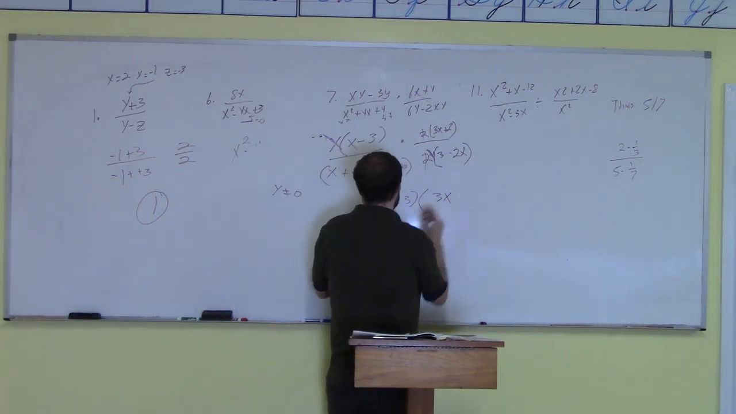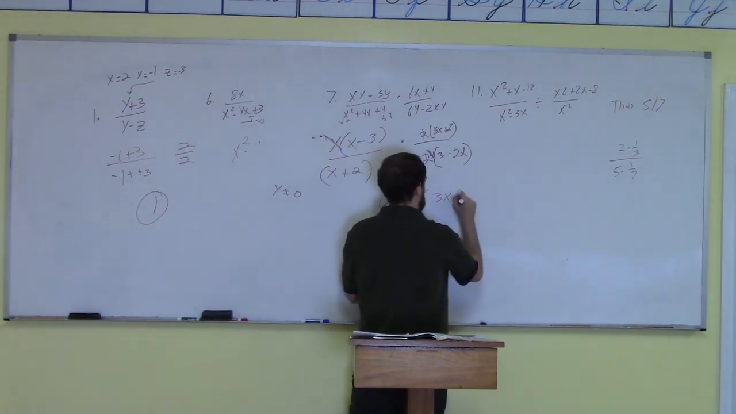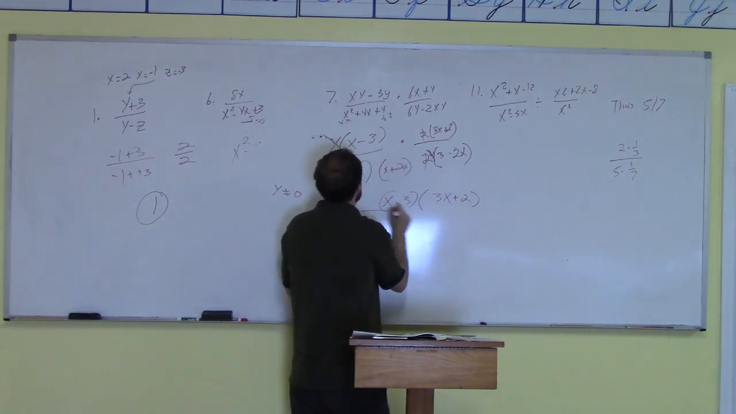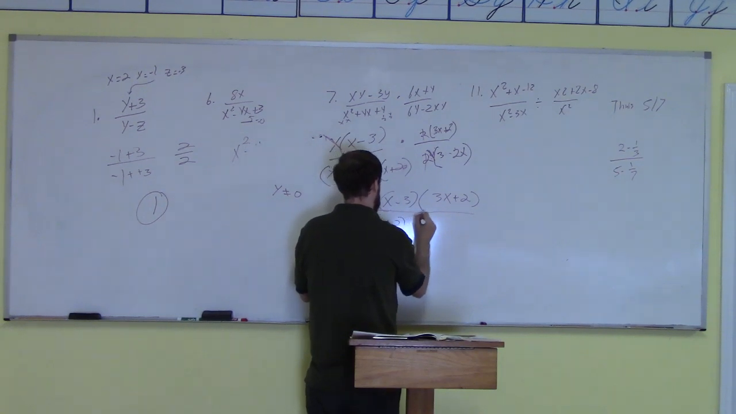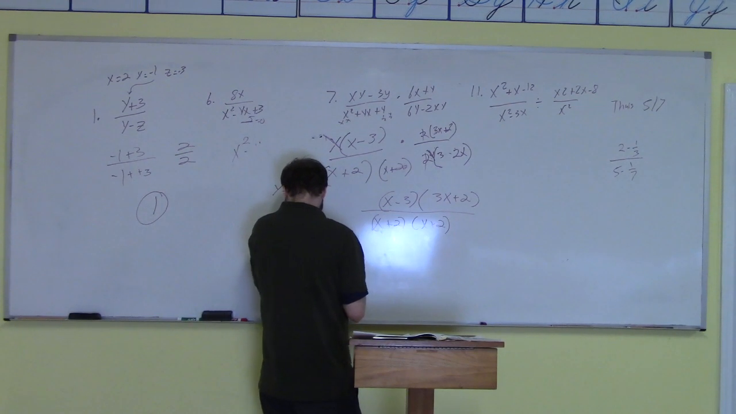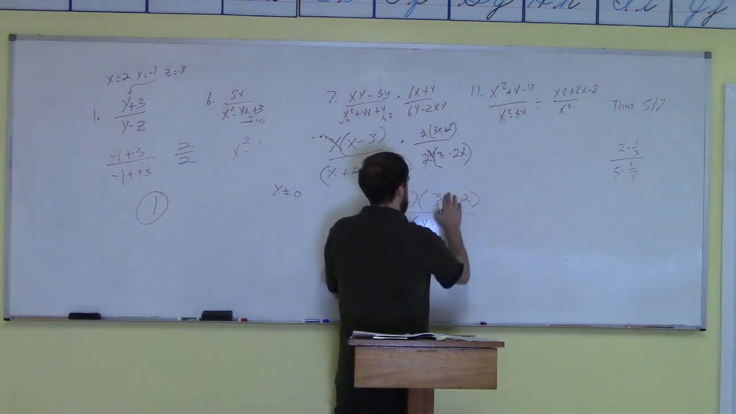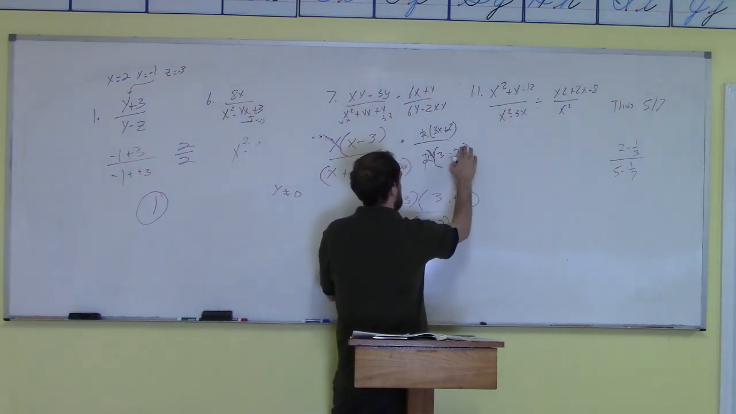3x plus 2 over x plus 2, x plus 2, and then wait, that x goes here. Hold on, wait a second. That's what that should be.